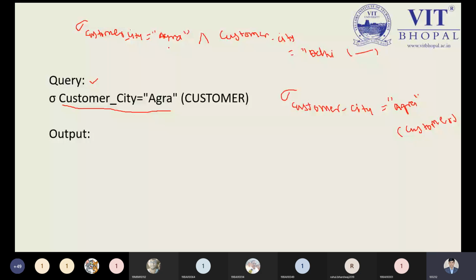Here I am not using the union because if I perform the union operation, then two relations are required. But I am not using two relations over here. So please keep in mind all the things. Okay.